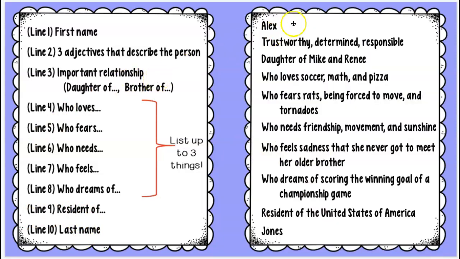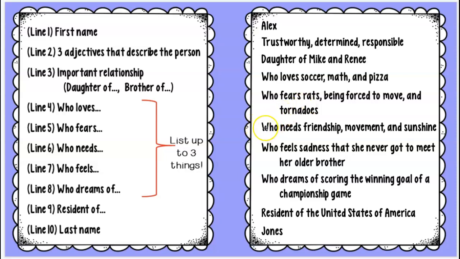All right, so let's see what this looks like. This is Alex, first name. Line 2, 3 adjectives that describe that person. Remember, adjectives are describing words. Trustworthy, determined, responsible. So that tells us a little bit about Alex. Line 3, the important relationship: daughter of Mike and Renee. So I'm thinking Alex is short for Alexandria. Number 4, who loves? Well, what does Alex love? There should be 3 things. Loves soccer, math, and pizza. Line 5, who fears? Who fears rats, being forced to move, and tornadoes.